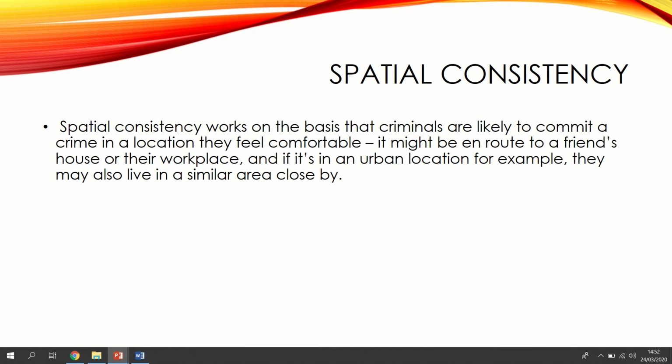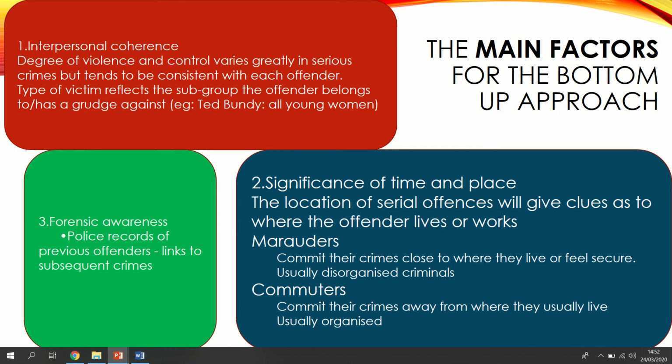Spatial consistency works on the basis that criminals are likely to commit a crime in a location where they feel comfortable. So it may be that they commit a crime en route to a friend's house or on the way to the workplace because they understand that route, they know where they are. Or if it's an urban location, for example, they may live in a similar area close by, so they understand urban locations and where cameras are, etc. So what Canter says is that you basically commit crimes based on how you act in your everyday life, because we are consistent as human beings. We act the same no matter what it is that we're doing.